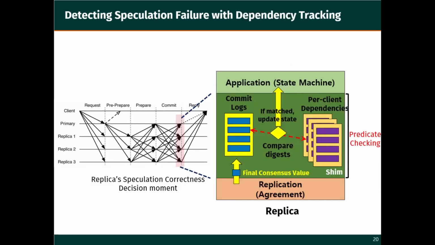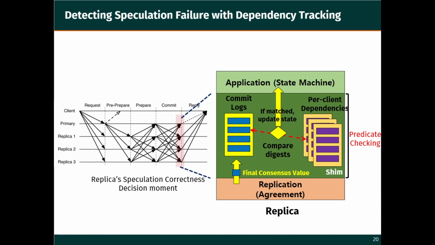Let's enlarge a replica's speculation correcting decision to understand the handling of speculation failures. As you can see in the right figure, there is a shim layer between state machine replication and the replication protocol. When the replica collects enough quorum certificates in the commit phase, then the replication layer sends a final consensus value to the shim layer.